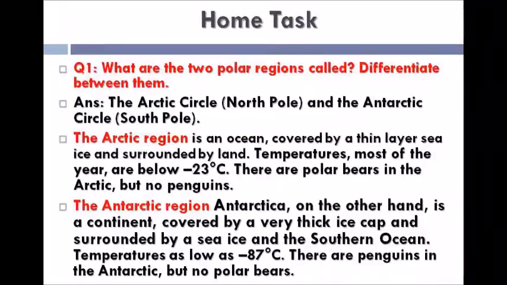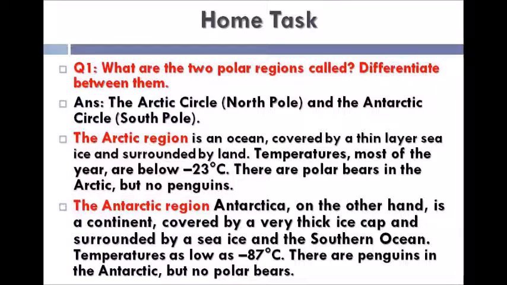Okay students, today your home task is question number 1, 2, 3 and 4. Question number 1 is, what are the two polar regions called? Differentiate between them. Answer is the Arctic Circle, North Pole, and the Antarctic Circle, South Pole. First one is the Arctic region. Arctic region is an ocean covered by a thin layer of sea ice and surrounded by land. Temperatures most of the year are below minus 23 degrees Celsius. There are polar bears in the Arctic but no penguins.